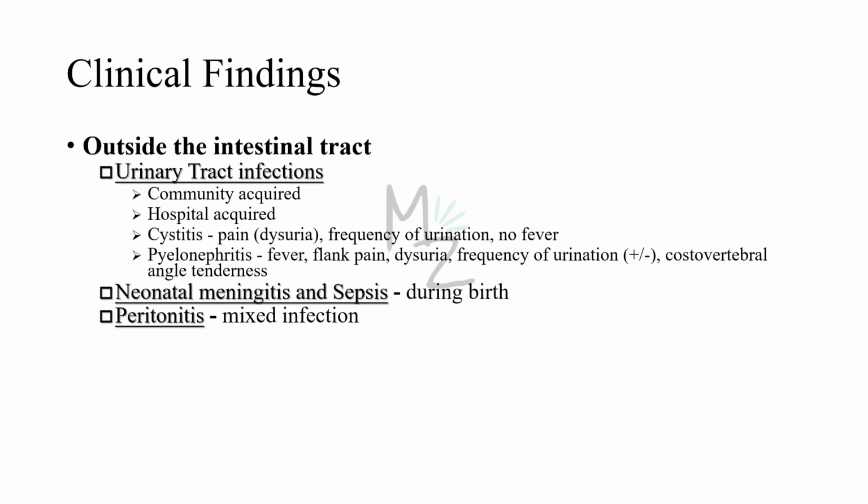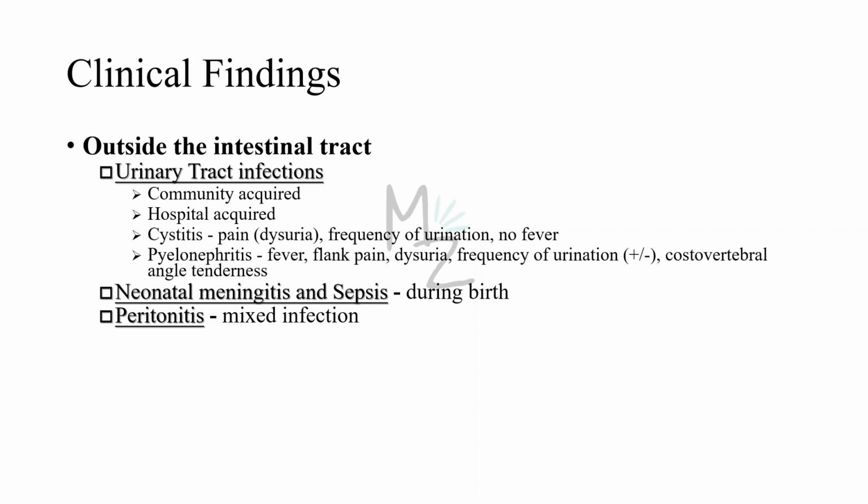Now we're going to look at the clinical findings of the infections that are caused outside the intestinal tract. The first one is UTIs. The community-acquired UTIs occur mainly in females, while the hospital-acquired or nosocomial UTIs occur in both males and females. Urinary tract infections can be limited to the bladder or extend up the collecting system to the kidney. If only the bladder is involved, the disease is called cystitis, whereas infection of the kidney is called pyelonephritis.